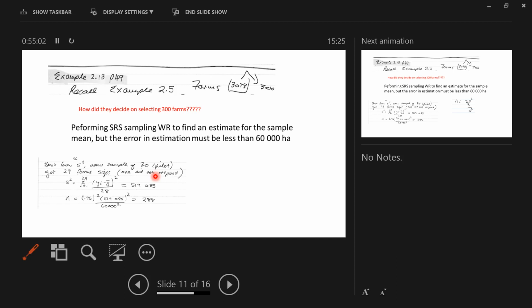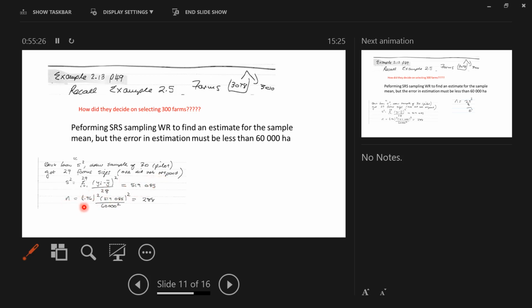So they first took 30, just by their own choice, no reason to say 30. They worked out the s squared, and you see it sums up to sigma yi minus y bar squared over n minus 1. And n should have been 30, but they only had y values for 29 of them, because one didn't respond, and they were given this value. Using this, now that's my s squared.